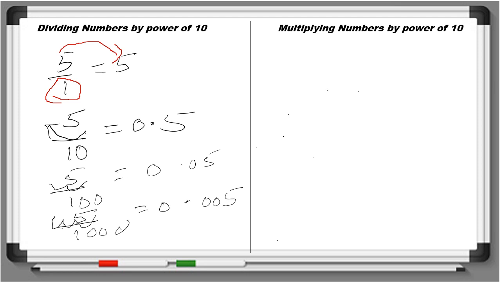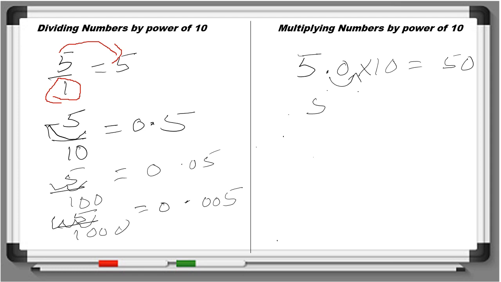But what happens when we multiply the numbers by powers of 10? What happens? If I multiply 5 by 10, what will happen? Boys, the number 5 can be written as 5.0. If I multiply this 5 by 10, the decimal moves 1 place from left to right. It becomes 50. 5 multiplied by 10 is 50.